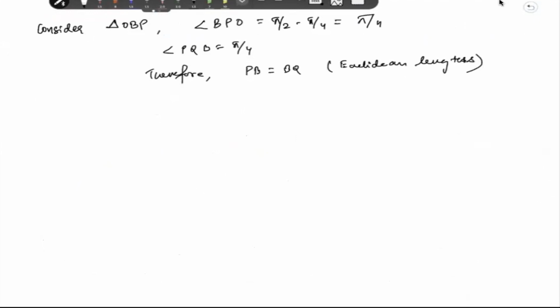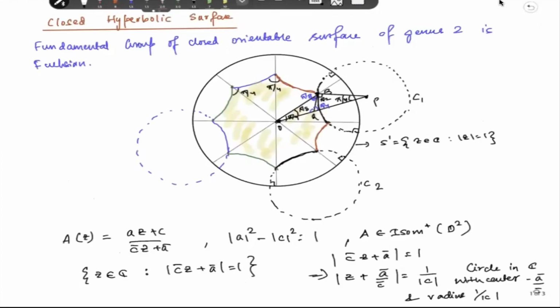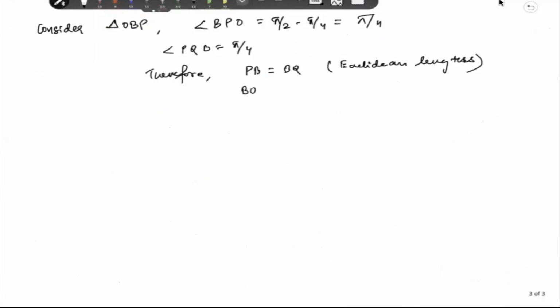So PB will be equal to your BQ, and this BQ will be also equal to your OQ. So if I take the triangle OBQ, we have two equal angles. Therefore OQ will be equal to your BQ. Also we have this thing.